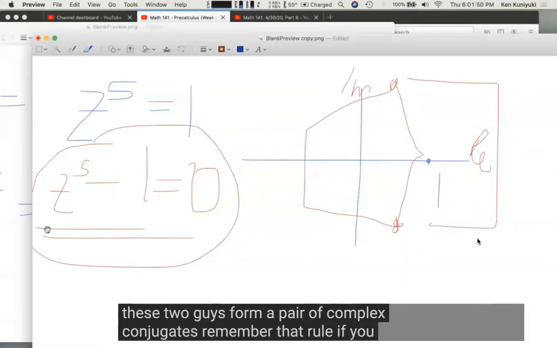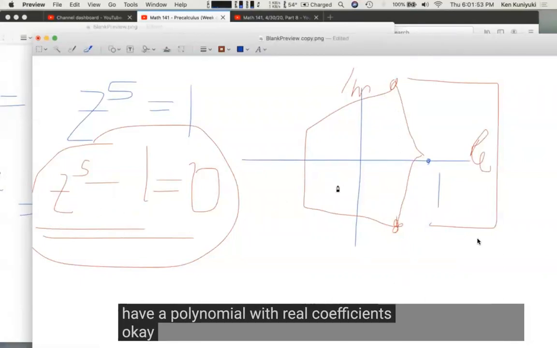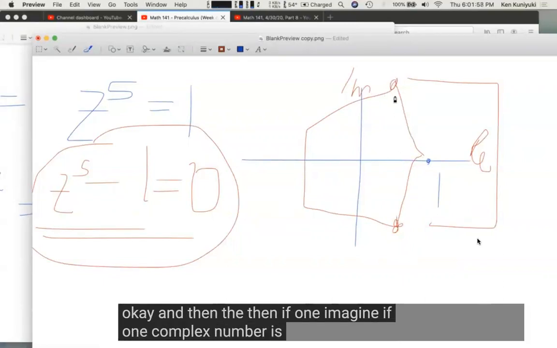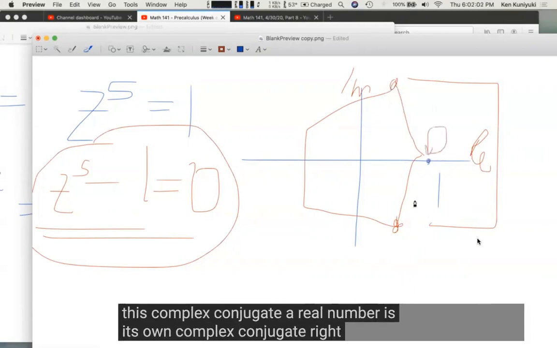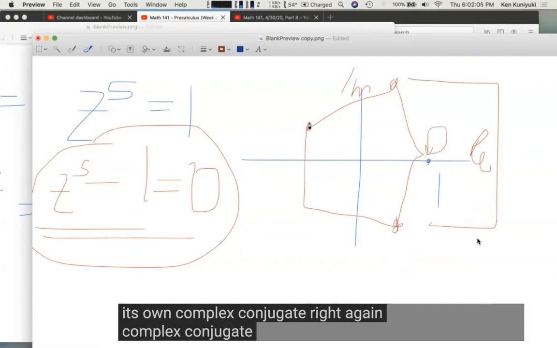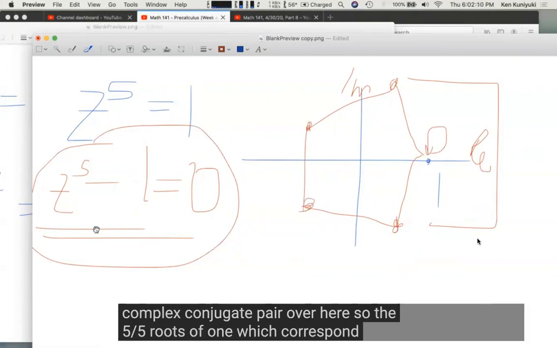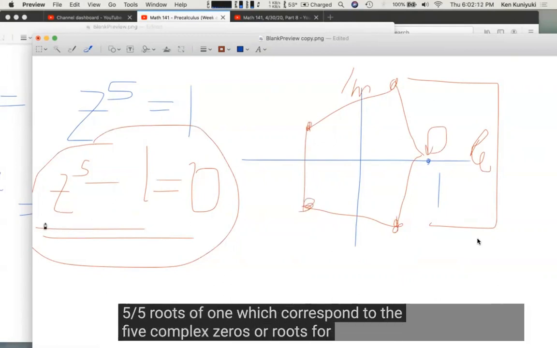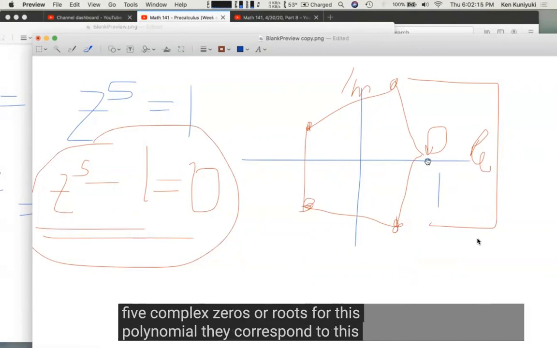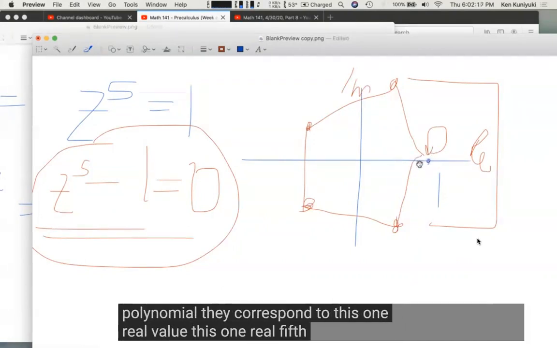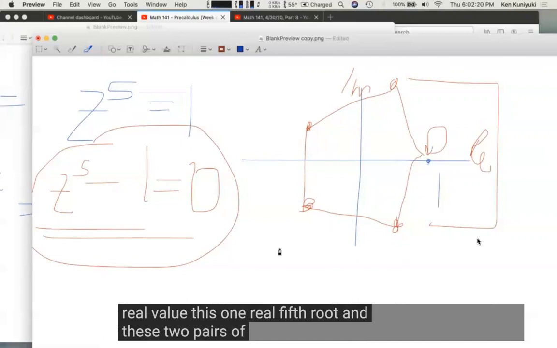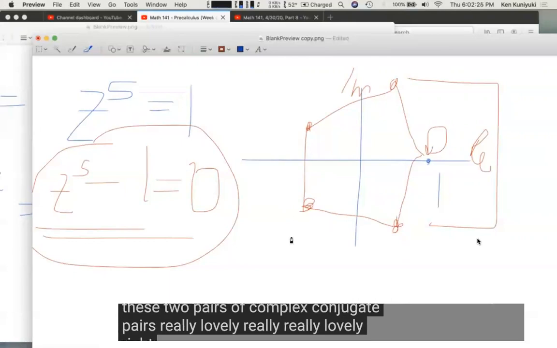Remember that rule? If you have a polynomial with real coefficients, then if one complex number is a 0, then so is its complex conjugate. A real number is its own complex conjugate. Again, complex conjugate pair over here. So the 5 fifth roots of 1, which correspond to the 5 complex zeros or roots for this polynomial, correspond to this 1 real fifth root, and these 2 complex conjugate pairs. Really lovely.